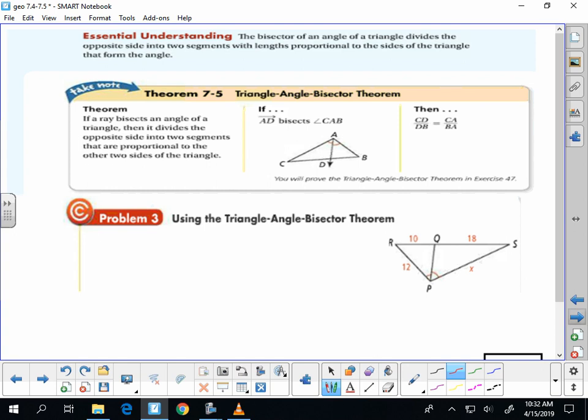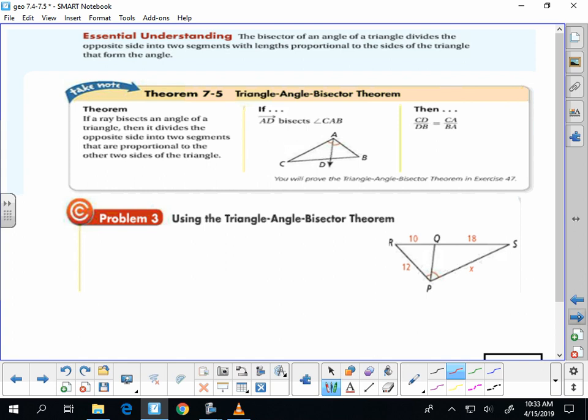This is one where I just think of putting similar parts over similar parts. It's kind of like we did long, short, and hypotenuse. Same idea. In the theorem they have drawn out, CD, the opposite side, over DB, the opposite side, equals the bisected angle side over the bisected angle side. So we're putting similar sides over each other again.